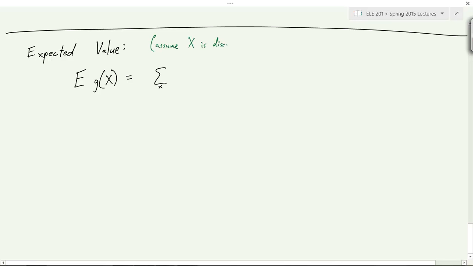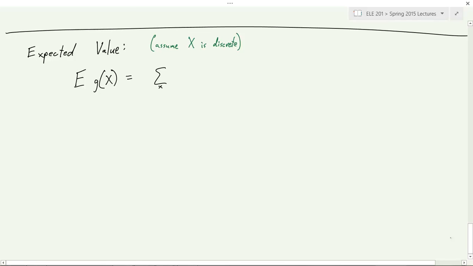Let me make a comment about that. We talked about discrete and continuous random variables. In fact, there are other types of random variables that are neither discrete nor continuous. There's a third type, singularities. We're not going to even talk about them at all here. All random variables are actually combinations of those three things. But we're just going to care about random variables that are either discrete or continuous.